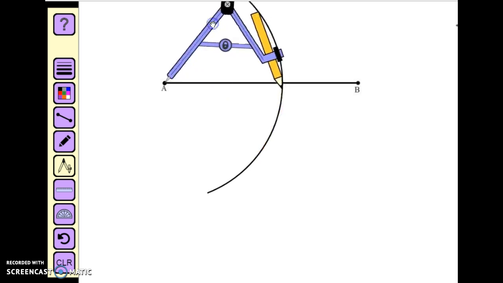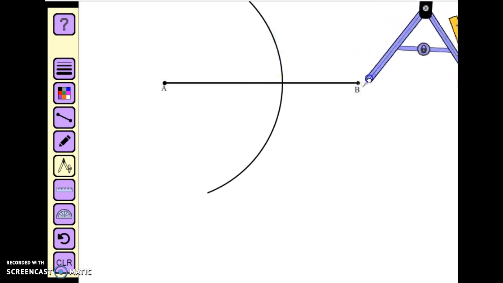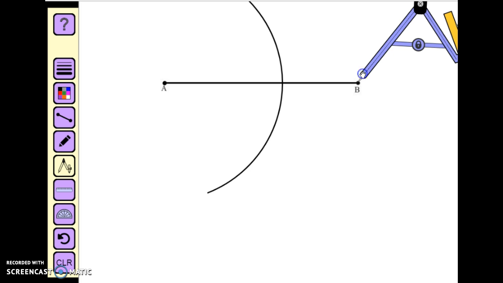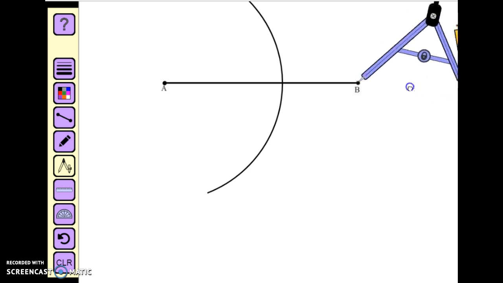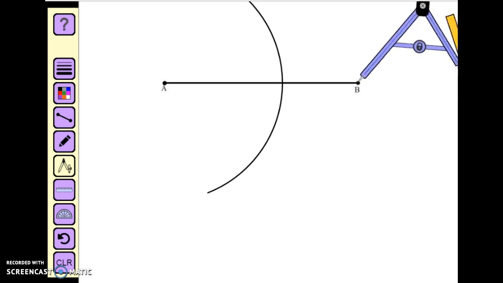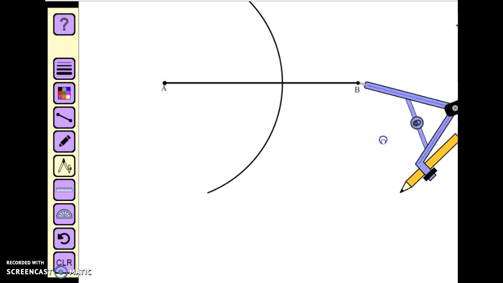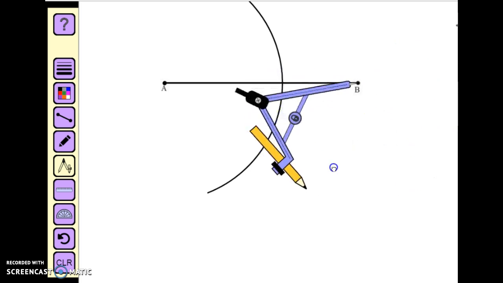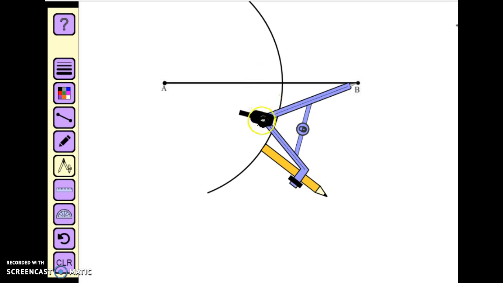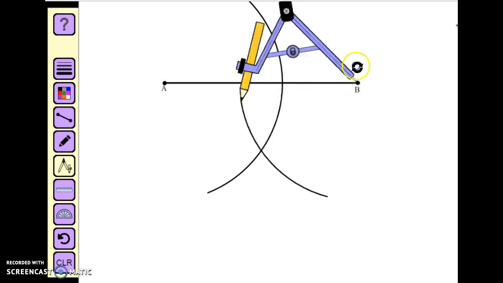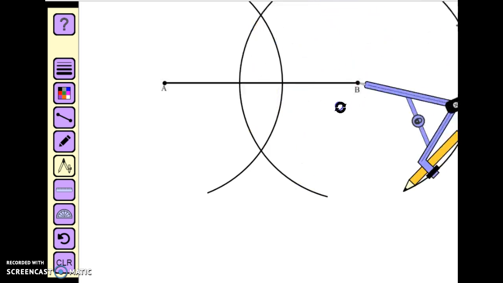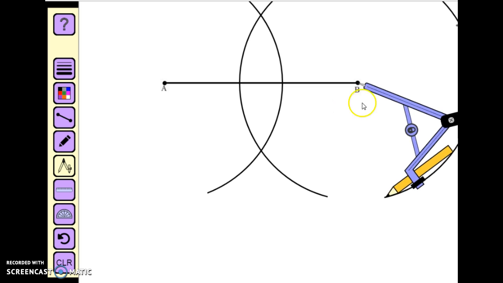Okay, then keeping this exact setting, you are going to put the sharp part on point B. So do not change the setting of the compass. And then you are going to do the same thing you just did. You are going to swipe above and below. Whew, I did a little too much that time, but that's okay.